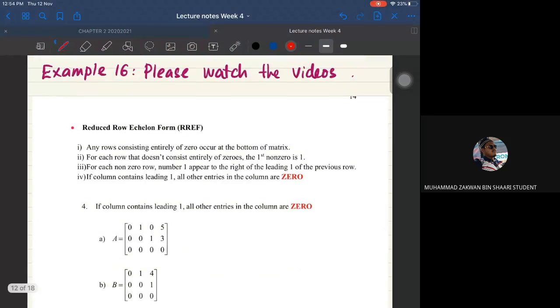Okay. Tadi REF. Now RREF. Apa beza REF dengan RREF? RREF ni dia ada syarat tambahan dia. Which is number 4. If column contains leading 1, all other entry in that column must be 0. Kalau ada leading 1, kalau ada nombor 1, yang lain dalam kolom ni mesti kosong. Itu maksud dia. Kalau ada je nombor 1, selain daripada tu mesti kosong. Okay. Yang tu membezakan REF dan RREF. Syarat lain masih sama. So REF ada 3 syarat.